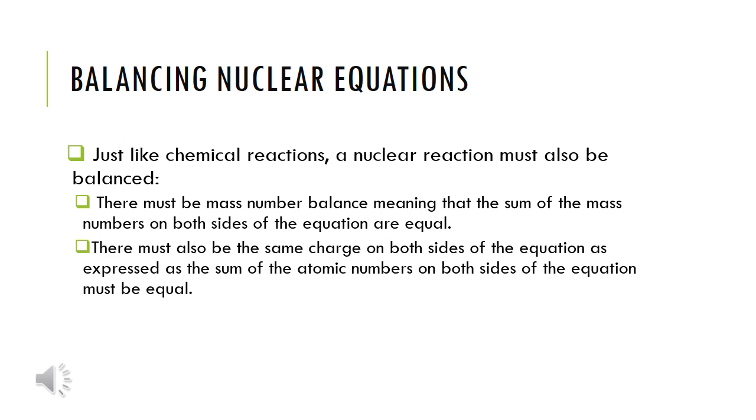And there must also be the same charge on both sides of the equation, as expressed as the sum of the atomic numbers on both sides of the equation must be equal. Okay, what does that mean? Do you remember the 92 versus the 90 plus 2? That's what we're talking about. The 92 positive protons need to equal the 90 protons plus the 2 protons on the right. So we're just making sure that those charges are equal on both sides of the equation.